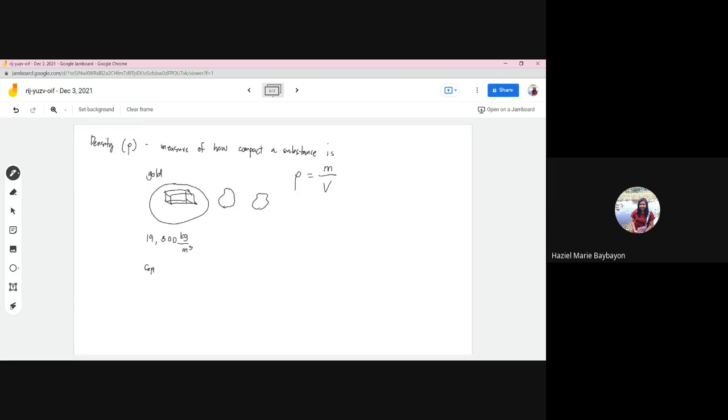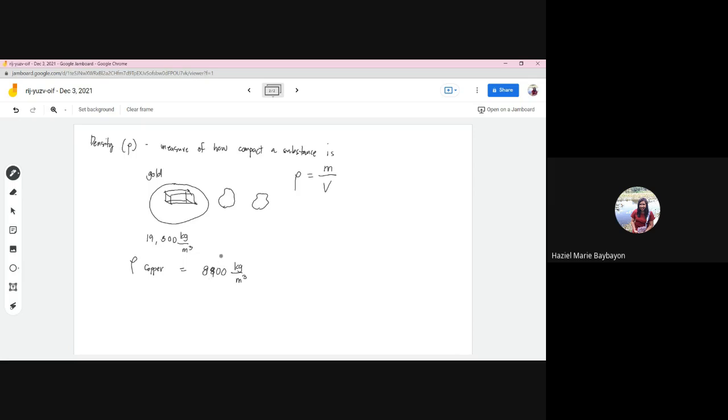If we talk about copper, the density of copper is equal to, I think it's 9,800. 8,900. Sorry, it's 8,900 kilogram per meter cube. Copper, no? Yeah. So this is the density of copper. So any material has a unique density.